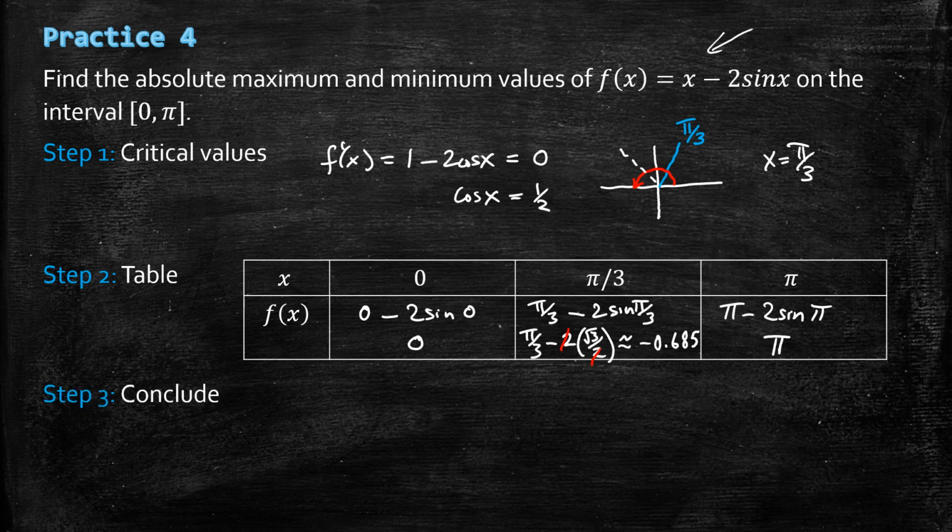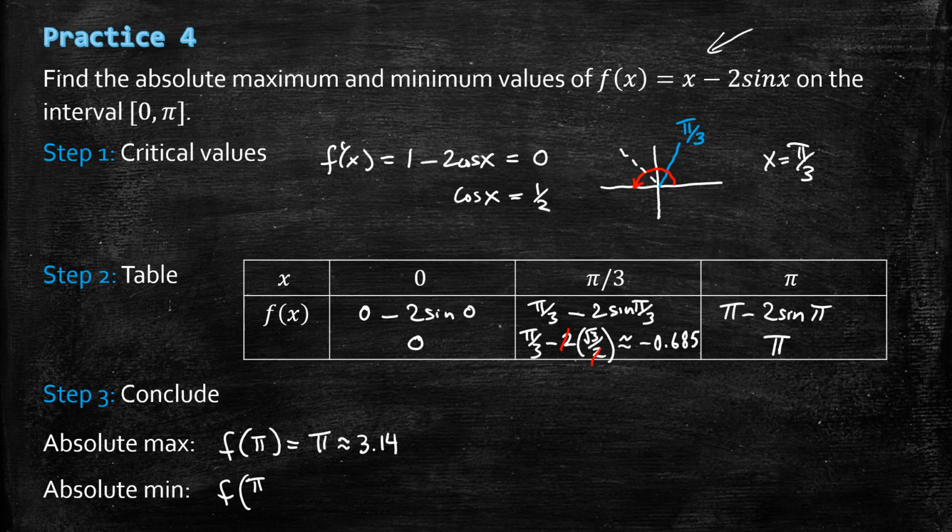Then we make our conclusions: the absolute max occurs at f of pi, which equals pi, approximately 3.14, and the absolute min occurs at pi over 3. If we want the exact value of that, it would be pi over 3 minus rad 3.